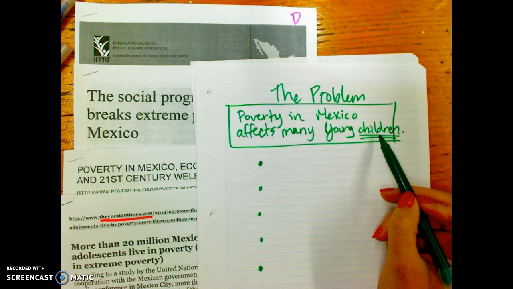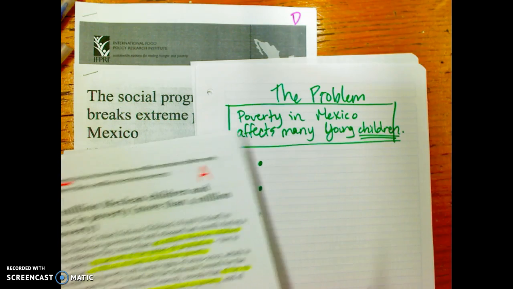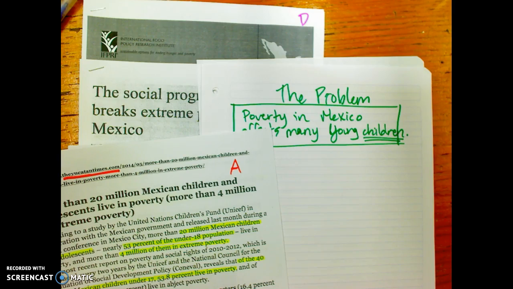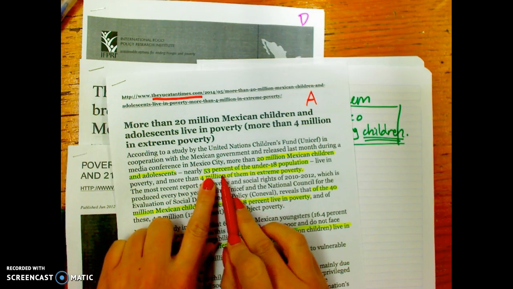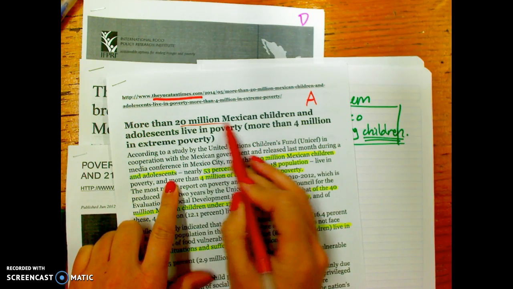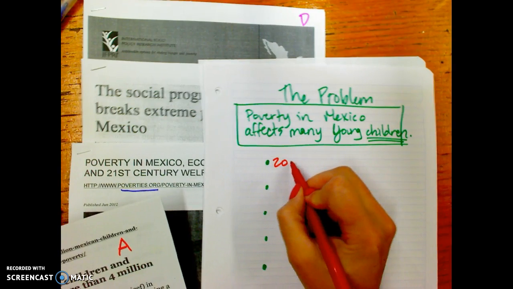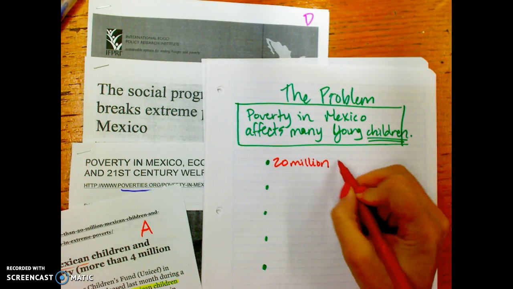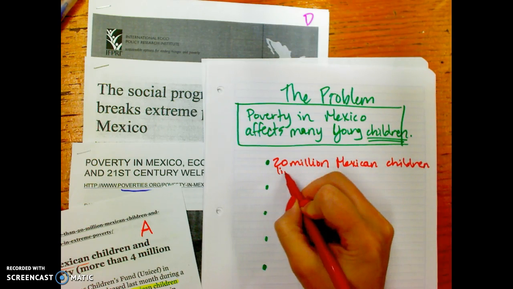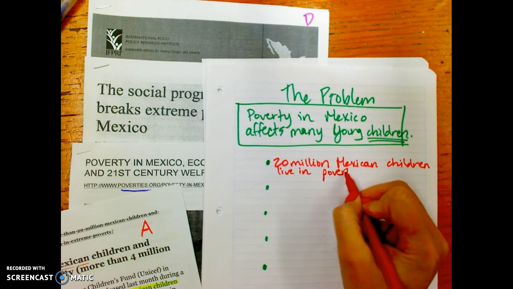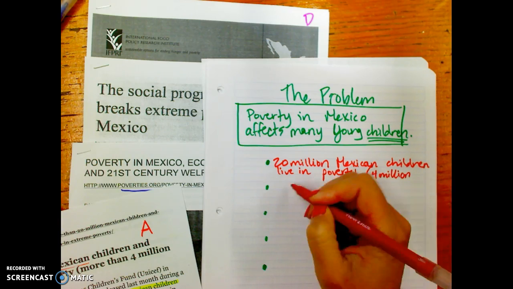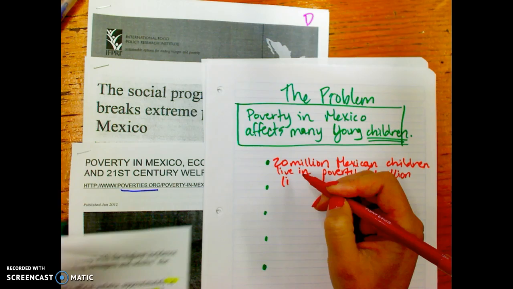children as well. So if I go into Article A and I've got the color code red here, and I have a fact about many Mexican children, 20 million live in poverty, right? That's a fact from the headline as well. I'm going to say 20 million Mexican children. They live in poverty. And the article also says 4 million live in extreme poverty. That's called abject poverty.